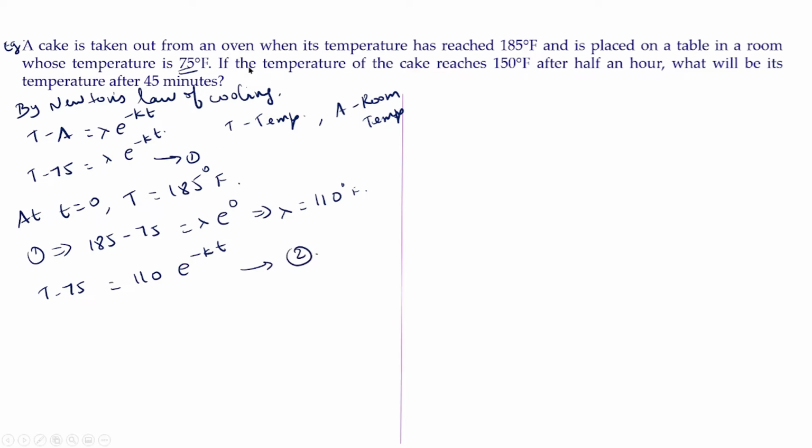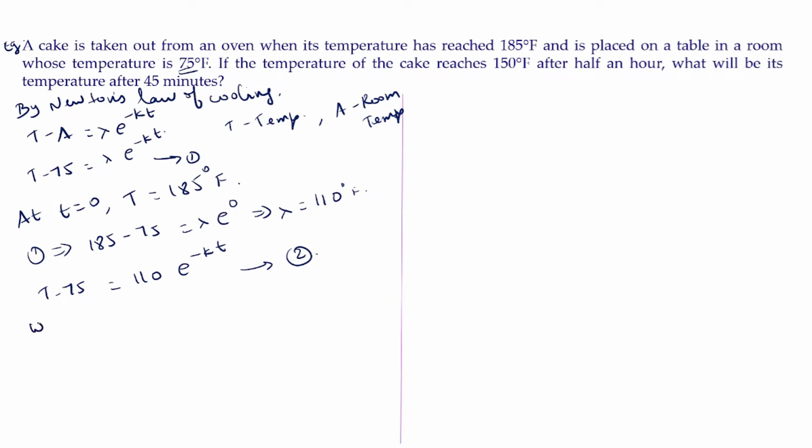Now, the next information which is given is if the temperature of the cake reaches 150 degrees in half an hour. So, using this we can find the value of k. Here, half an hour we can take as 30 minutes because we need to find the temperature after 45 minutes. So, the unit is in minutes.